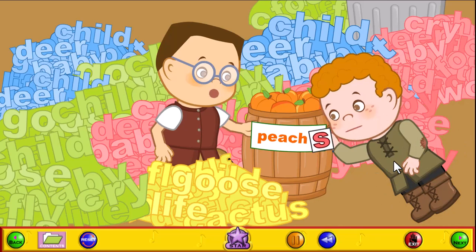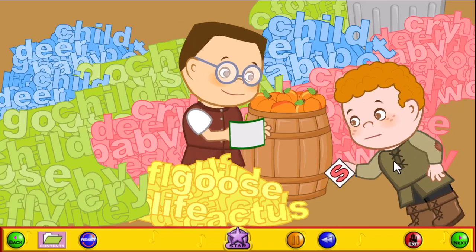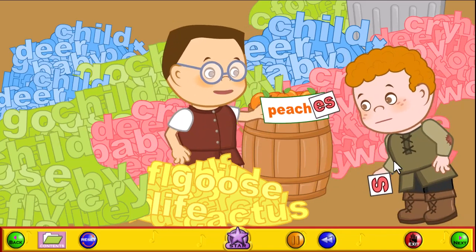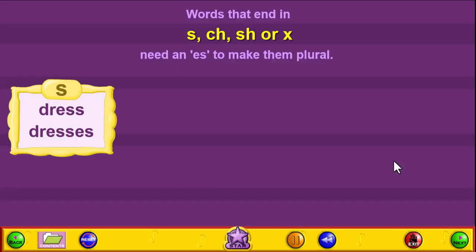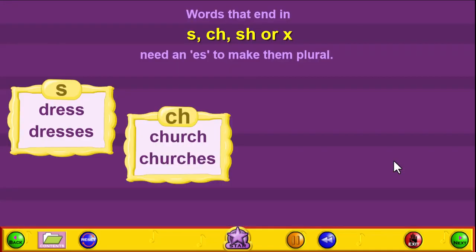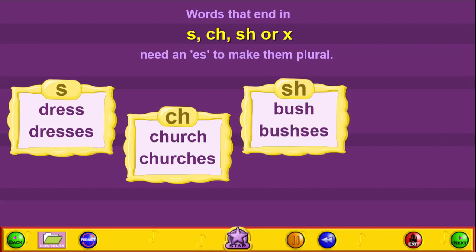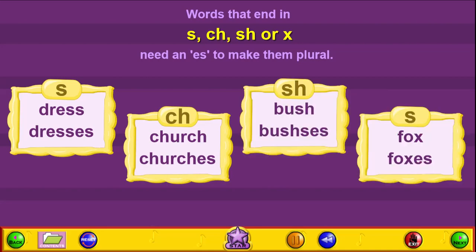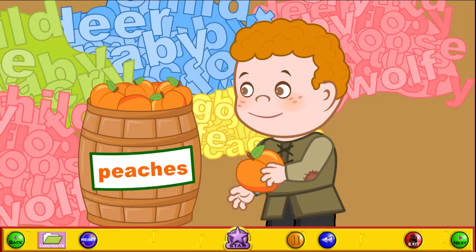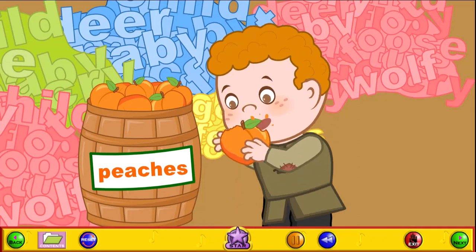You can't make that word plural by just adding an S to it, but you can make a plural if you add an ES. Words that end in S, or CH, or SH, or X need an ES to make them plural. I can't believe it. Now I can eat some peaches.